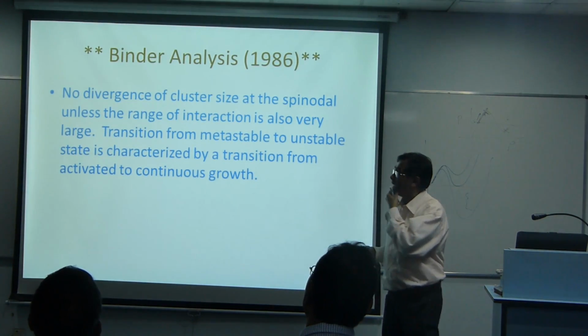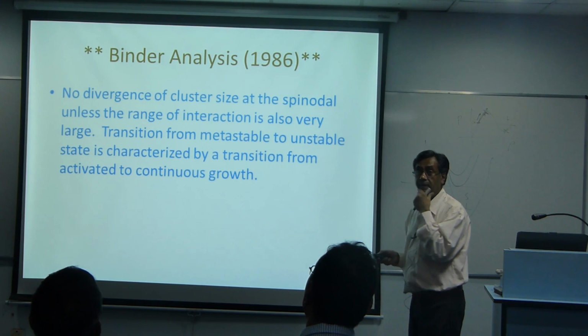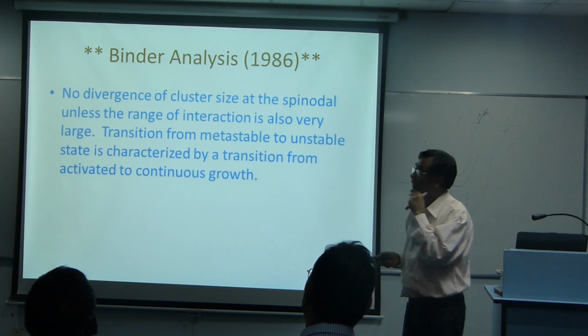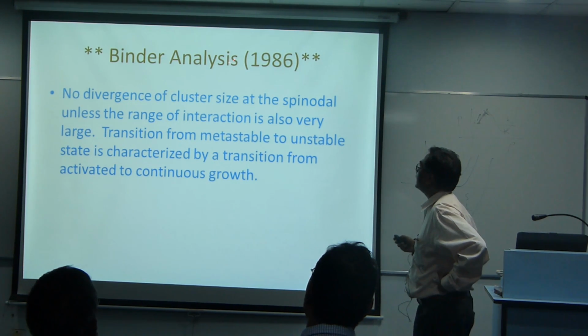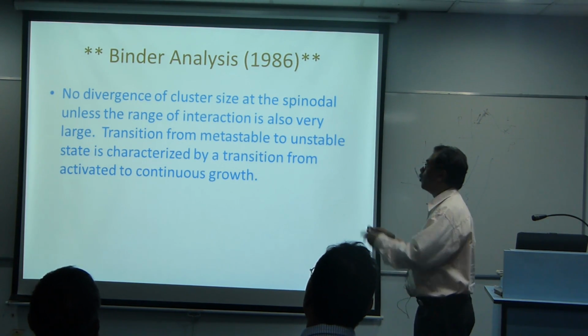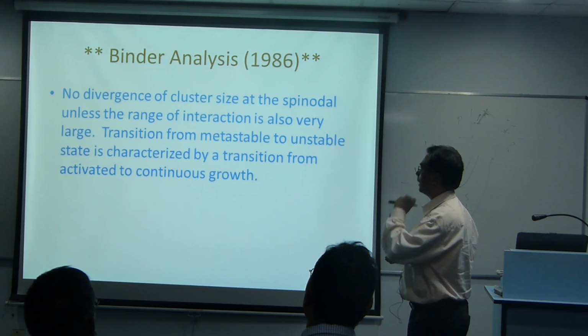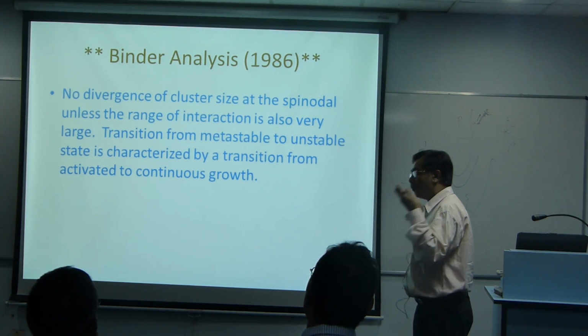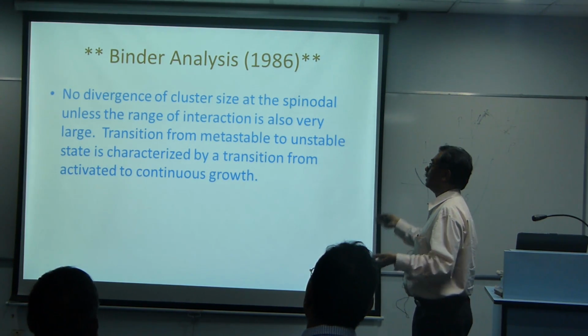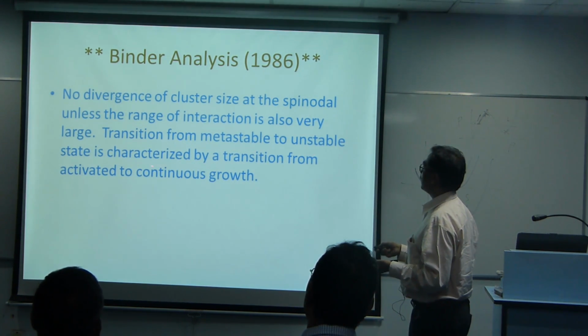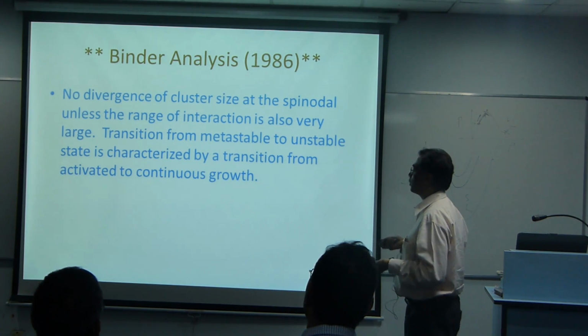It became really interesting. Now entered the guy who probably never made a mistake, absolutely fantastic. He published a beautiful analysis in the Journal of Statistical Physics, 1986. Binder said there is no divergence of cluster size at this spinodal unless the range of interaction is pushed to the mean field limit. Range of interaction becomes infinite, that's the van der Waals limit. The transition from metastable to unstable is characterized by a transition from activated to continuous growth.